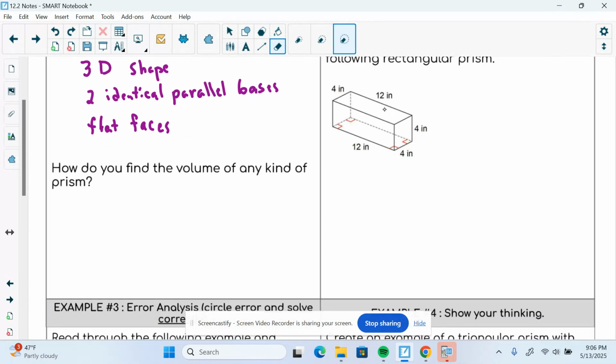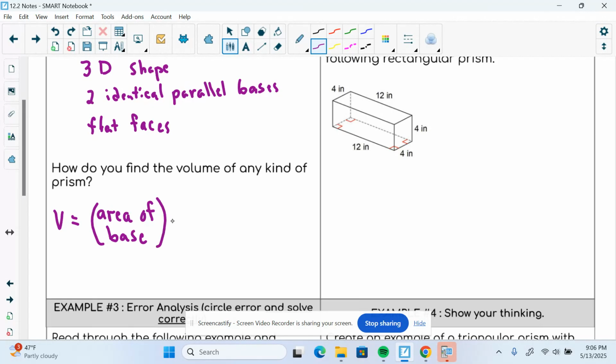How do you find the volume of any kind of prism? Well, what we're going to do to find the volume, as it said on the bottom of that previous page of notes, you find the area of the base. Remember, you have 2 identical bases. You find the area of the base. So I'm just going to write down the formula. Formula for volume of a prism. You find the area of the base, and you multiply that times the height or length of the prism.